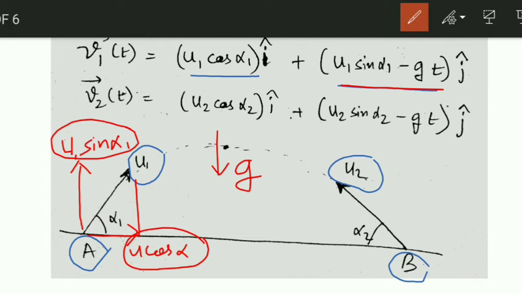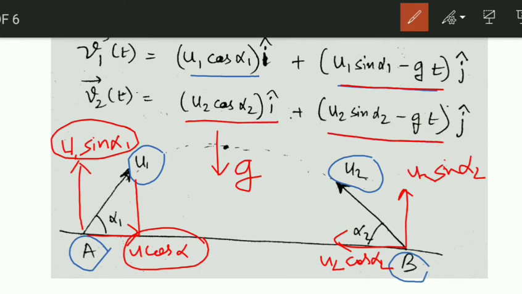And the same thing here, it is u2 sin alpha 2 and u2 cos alpha 2. So u2 cos alpha 2 i cap, this is not time dependent, plus u2 sin alpha 2 minus gt j cap, u plus at, that is here a is minus g, so u2 sin alpha 2 minus gt j cap. These are the expressions of velocity at time t.